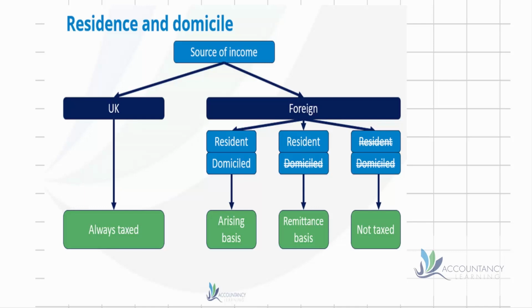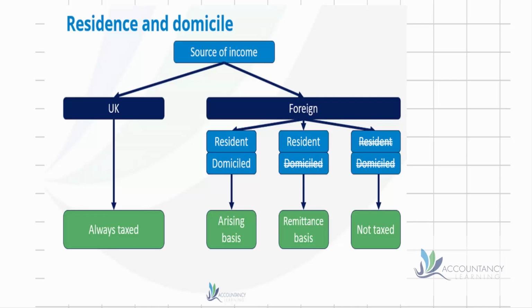So we can see on the left-hand side, if we have income from the United Kingdom, then we will be taxed on it. It doesn't matter whether we're resident or domiciled, we will be taxed. So it really depends much more on whether we have foreign income, which we can see on the right-hand side. So if we're receiving income from abroad, if we are both resident and domiciled, then we would be taxed on the arising basis. So it means that all worldwide income and gains are taxed in the UK when they occur.